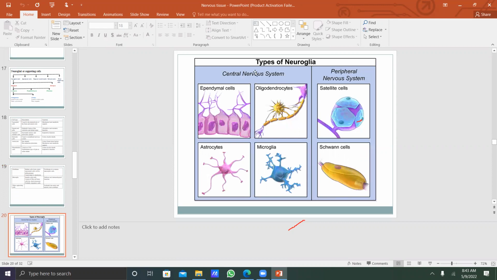In this picture, you can see the pictures of various neuroglial cells. In the peripheral nervous system, you find satellite cells and the Schwann cells. In the central nervous system, you find the ependymal cells, oligodendrocytes, astrocytes, and the microglia.